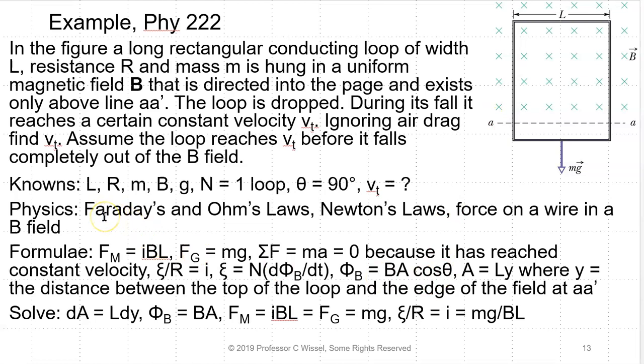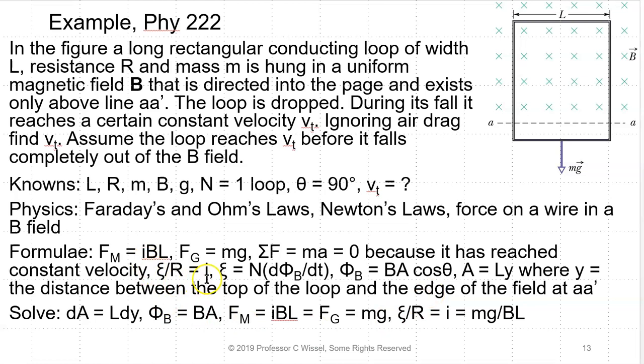In this case, we're just going to derive an expression. The knowns are L, R, which is the resistance of the loop, the mass of the loop M, magnetic field B, g, and N, which is one loop. Theta is 90 degrees, and that theta is the angle between the magnetic field and this L. Vt, of course, is what we're looking for. The physics of this is Faraday's and Ohm's law, and Newton's law of force on a wire in a magnetic field. The formula is Fm equals IBL. That's just dragging this wire through the magnetic field. Fg equals mg. Summation F equals ma has to equal 0 because it's reached constant velocity and acceleration is 0.